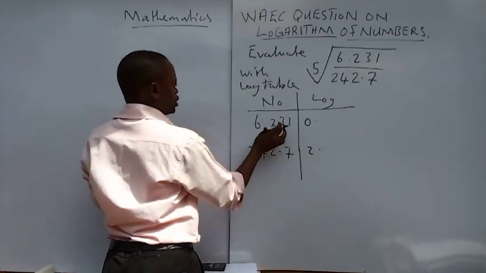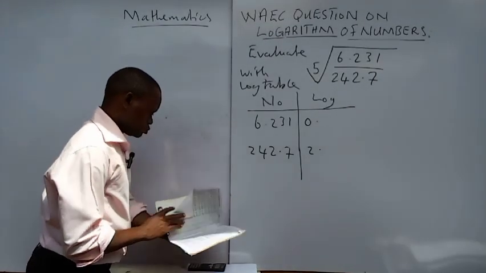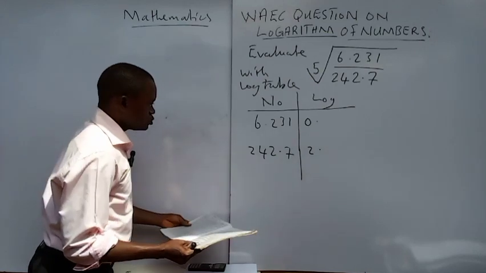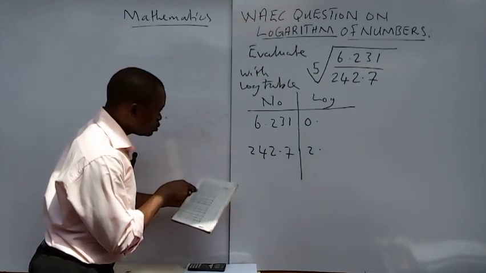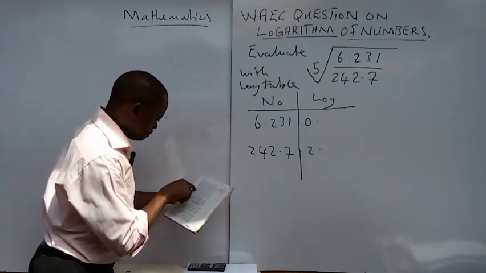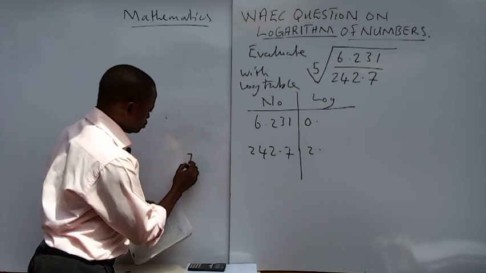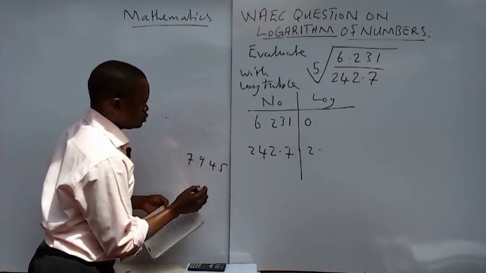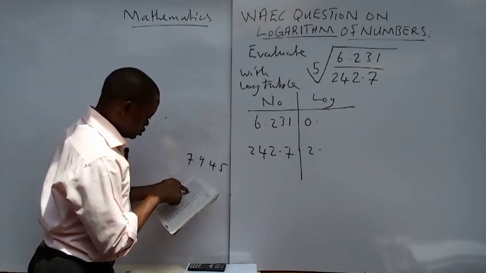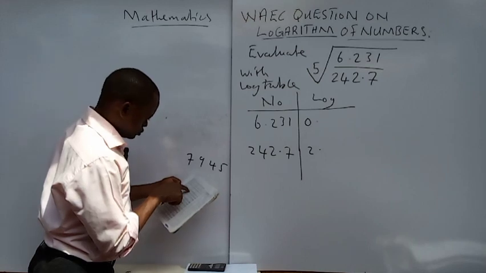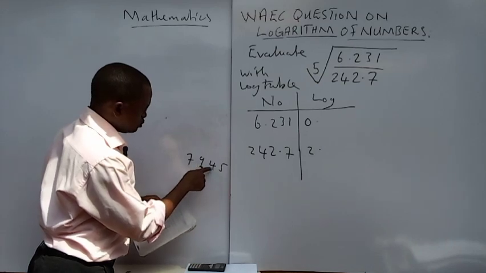So you check 62 under 3, difference 1, from your log table. From your logarithm table, you check 62. So 62 under 3 is 7945. The difference 1, I'm looking at 62 under 3, then the difference 1. Follow that line and go to the difference section, and difference 1 is 1. So this will be 7946.